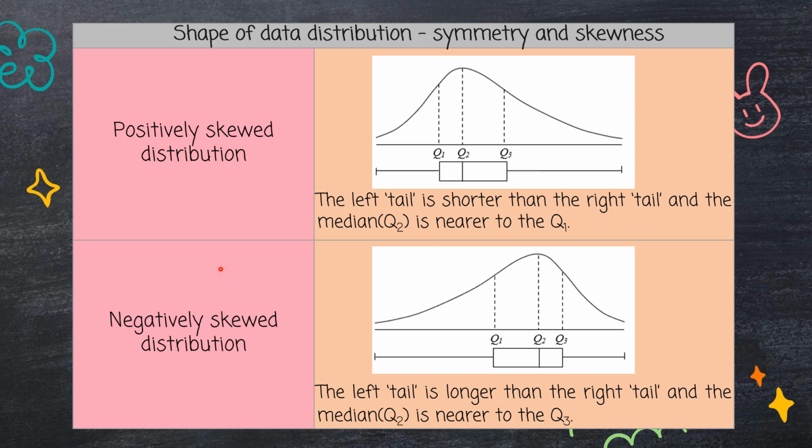And the third one is negatively skewed distribution. The left tail is longer than the right tail and the median or second quartile is nearer to the third quartile.